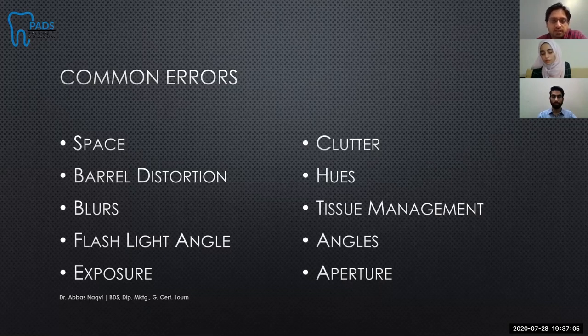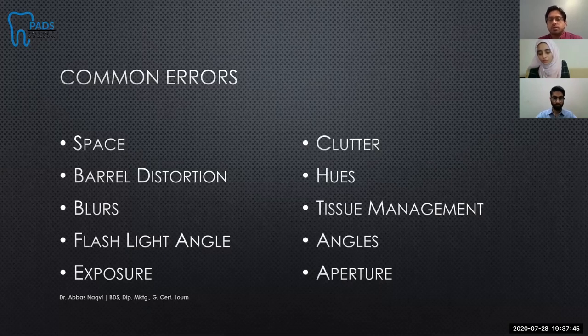The angle of the flash, where is it coming from? Is it coming right from the front? Is it coming from the sides towards the subject? Is it coming from a right angle? You gotta figure that out. Exposure, which is a combined setting, which is the total amount of light that is hitting the sensor. Clutter, background clutter. Right now you see a very clean background behind me. It's just a plain wall. Sometimes there can be things in the background, your room, your living room, your clinic, those things should not be present in external photos.